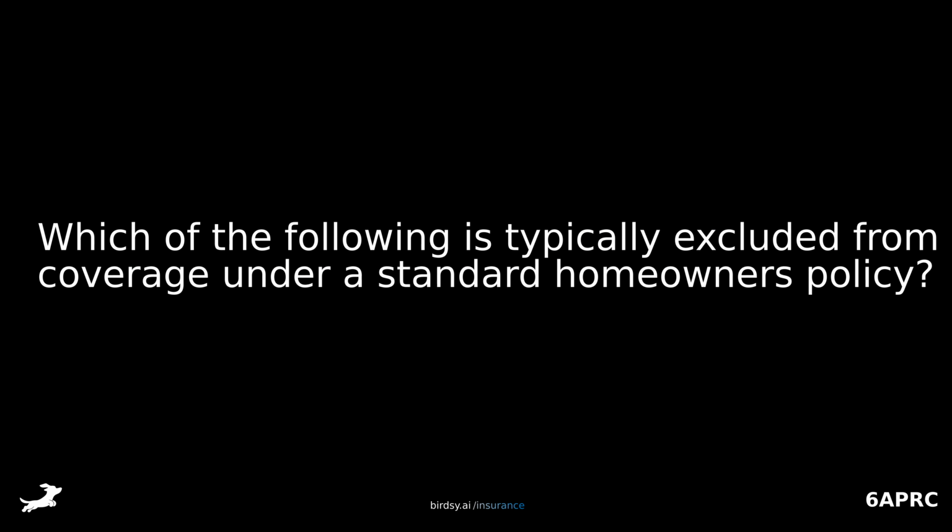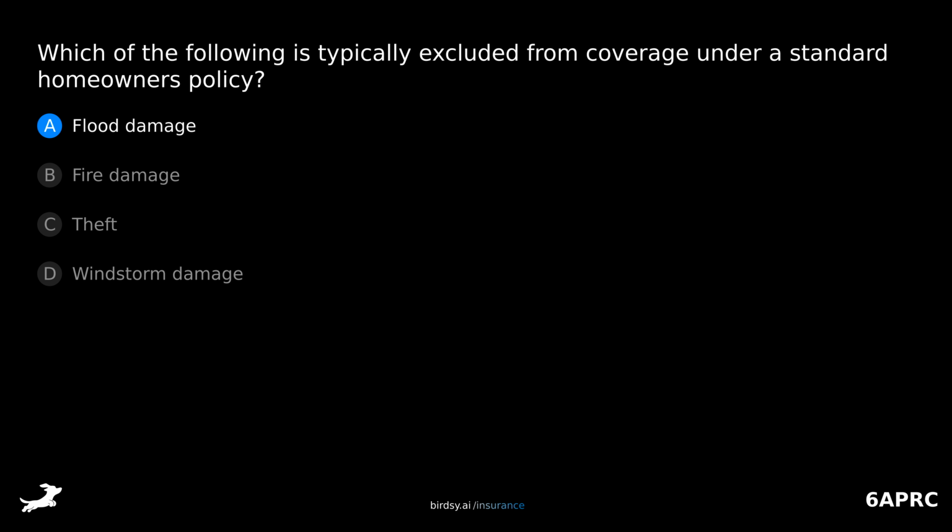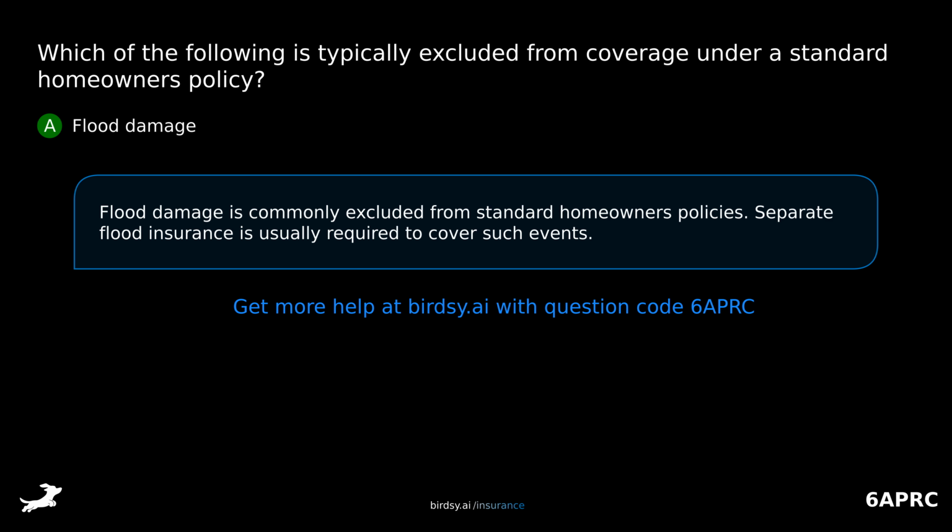Which of the following is typically excluded from coverage under a standard homeowner's policy? Is it A, flood damage, B, fire damage, C, theft, or D, windstorm damage? The answer is A, flood damage. Flood damage is commonly excluded from standard homeowners policies. Separate flood insurance is usually required to cover such events.